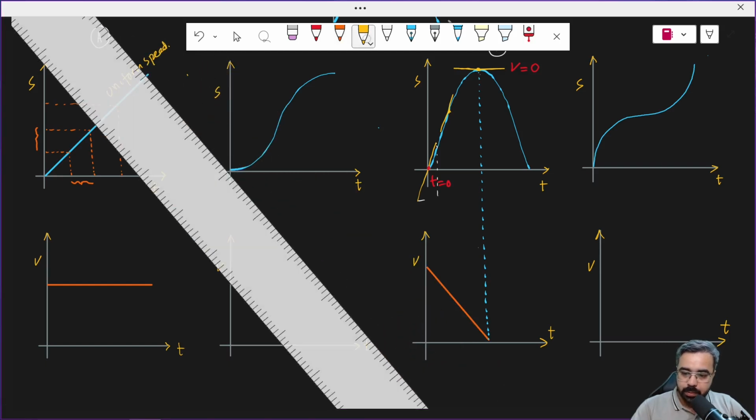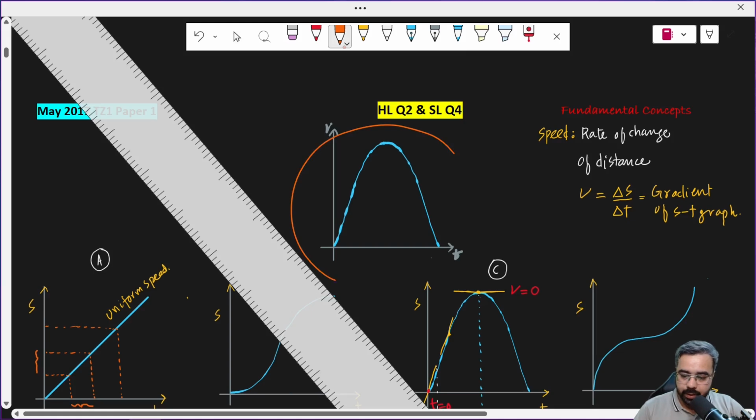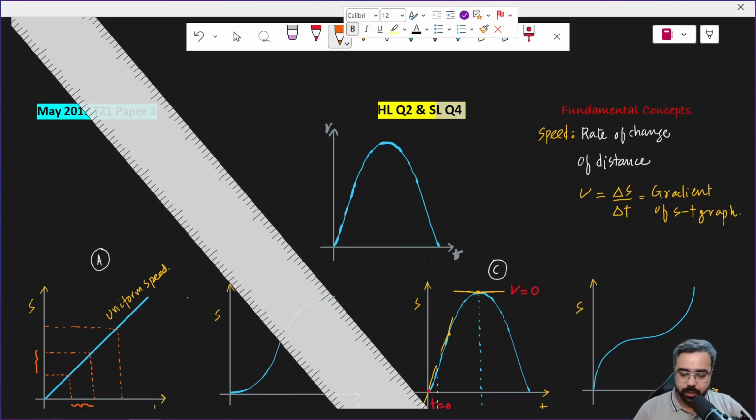Because this is a speed-time graph, you can draw it like this, which is obviously once again not giving us this graph, right? So option C is also wrong. Let's move to option D.